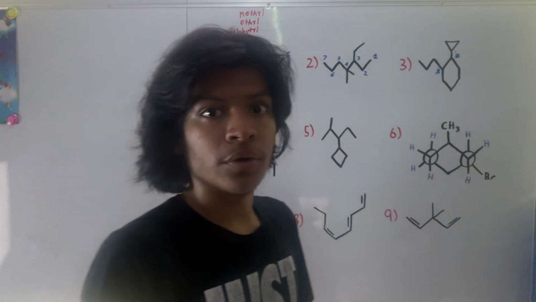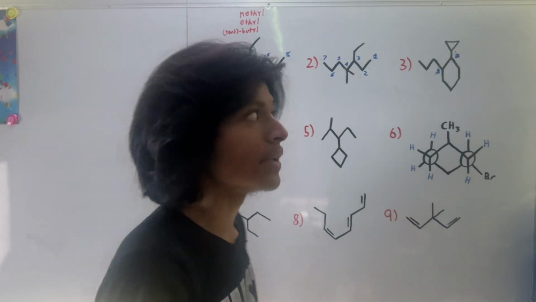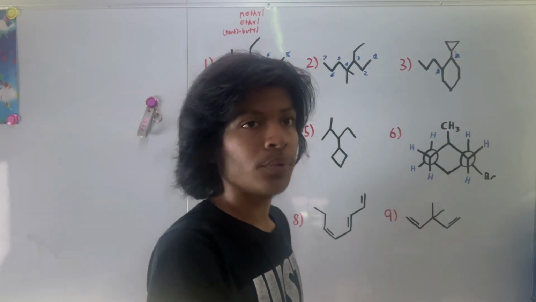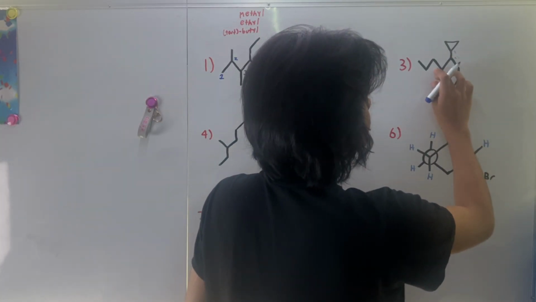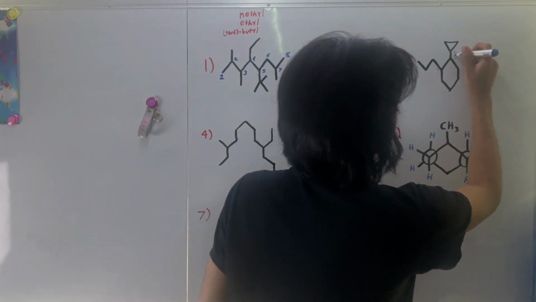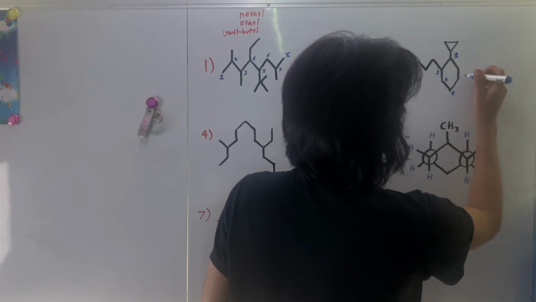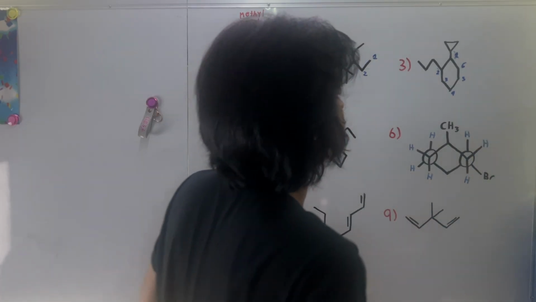You always want to put priority towards the one that comes first alphabetically. And because this one is cyclopropyl, we want to put this one as first priority. So we're gonna put 1, 2, and I'm just gonna number the rest, even though you don't have to really.